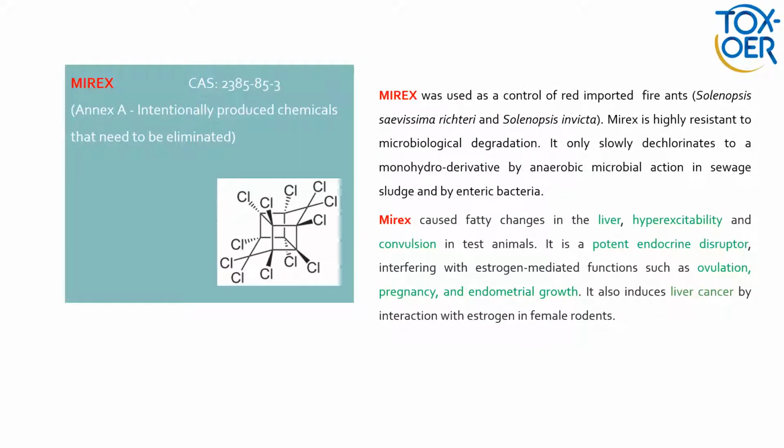Mirex, Annex A. It causes fatty changes in the liver, hyperexcitability, and convulsion in test animals. It is a potent endocrine disruptor, interfering with estrogen-mediated functions such as ovulation, pregnancy, and endometrial growth. It also induces liver cancer by interaction with estrogen in female rodents.